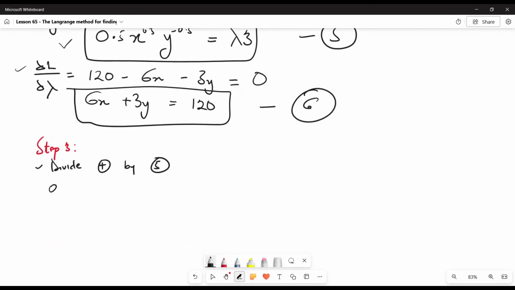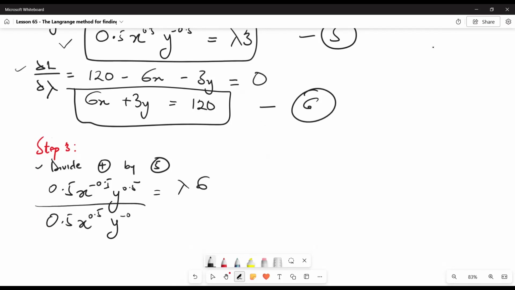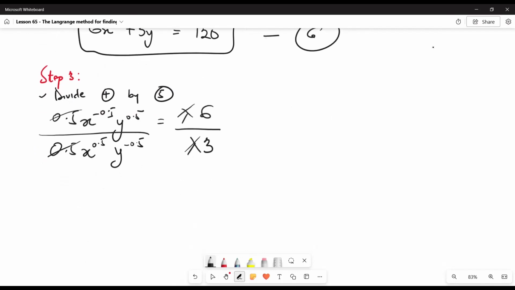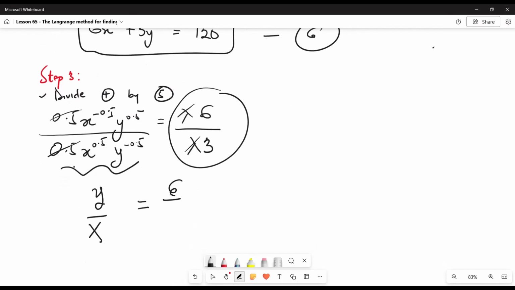So we have 0.5x^-0.5 y^0.5, which is equal to 6λ, and we are dividing all of this by equation 5: 0.5x^0.5 y^-0.5, and then we have 3λ. So the two lambdas can go, 0.5 and 0.5 can also go. Now, in our previous lesson, we saw that the left-hand side, which is this, can be simplified into y over x, and this is equal to what is left here, which is 6 over 3.